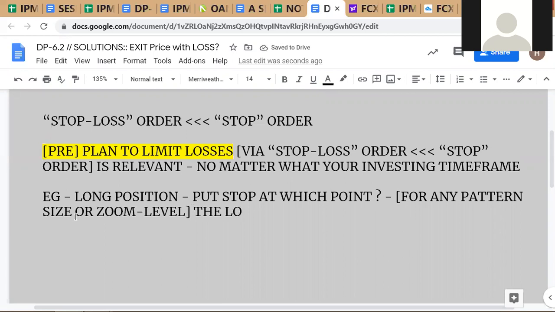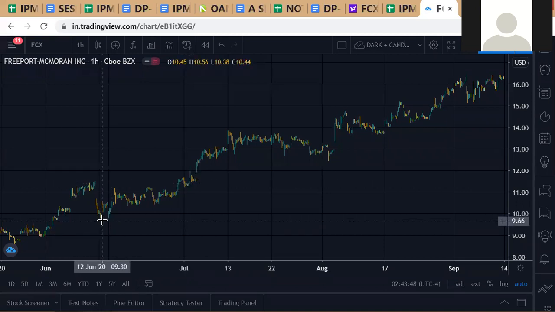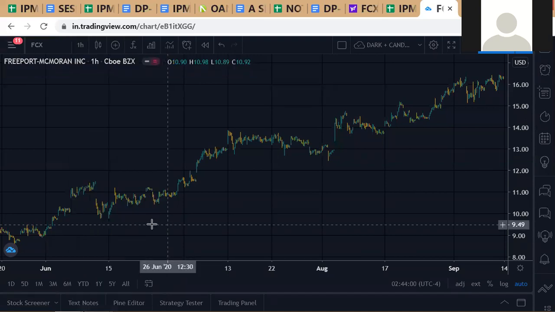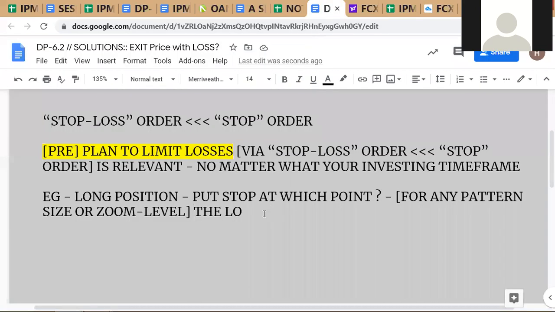For any statement I'm making, like here, Sachin is going long, pulling this, because he's looking at this pattern size. Pattern size is affected by the granularity. If you suddenly make this one, instead of 1 hour, 1 week, you may not even be able to see this low because it's too small. Maybe it won't show up on the 1 week charts. So when I say all these things, put a stop at which point, these statements all apply for any pattern size or zoom level. That means you have to lock in this pattern size or zoom level and then talk about all these things.